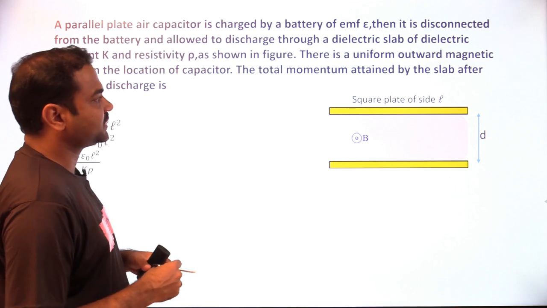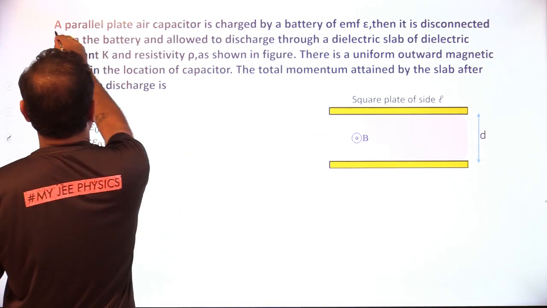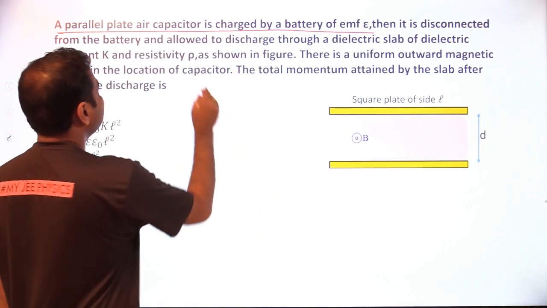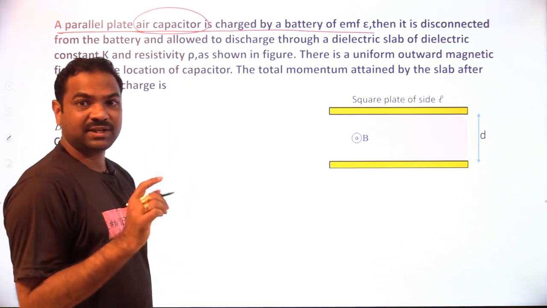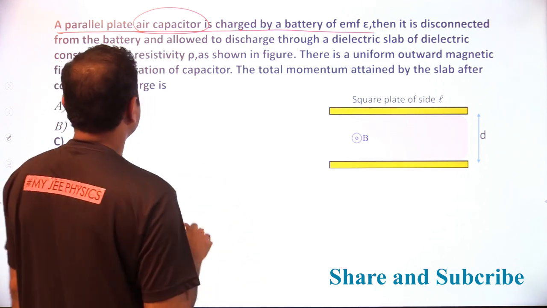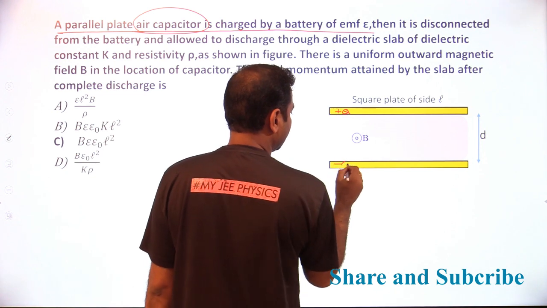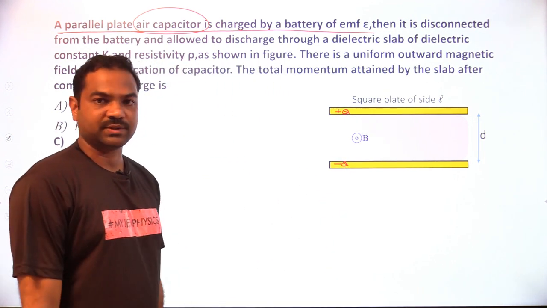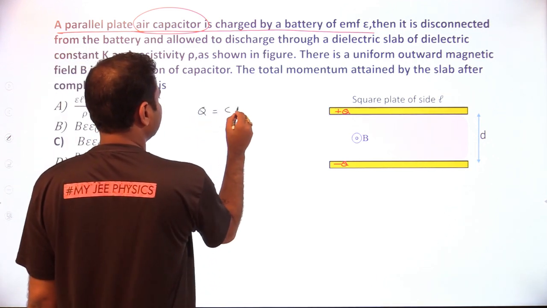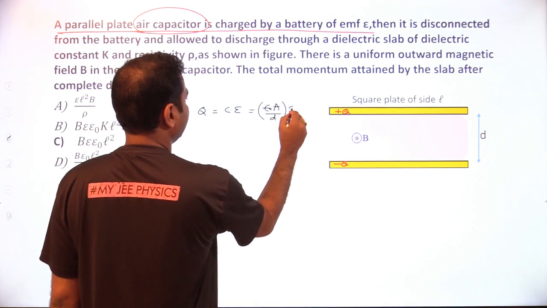Let us see the question first of all. The important idea is this: the parallel plate capacitor is charged by a battery of EMF E. This is an air capacitor, which means initially there is no dielectric. With air we are charging it. Then the charge will be stored in the capacitor plates, which I am taking as plus Q and minus Q. That Q value is obviously C into E. C is equal to epsilon naught A by d, into E again, right?